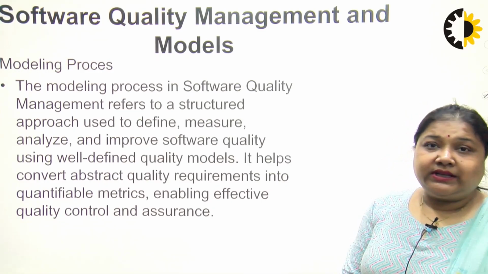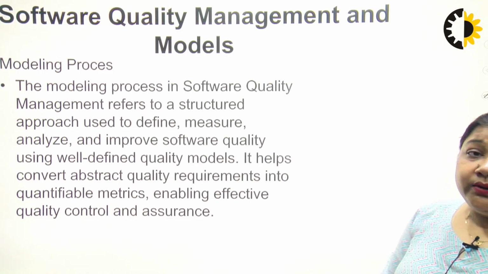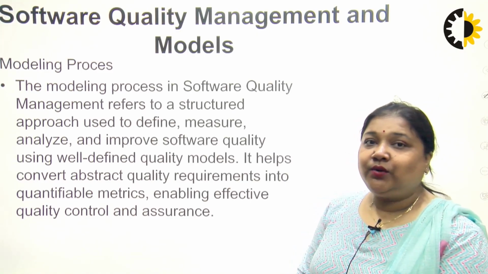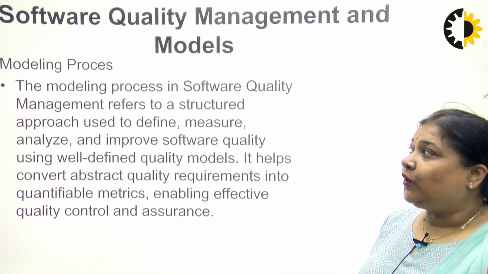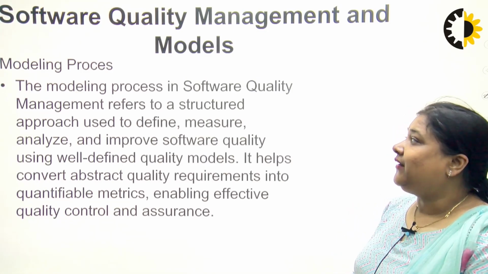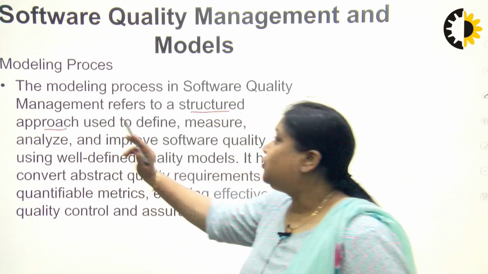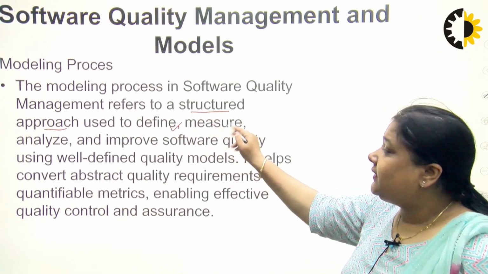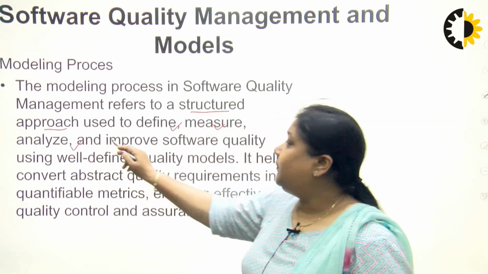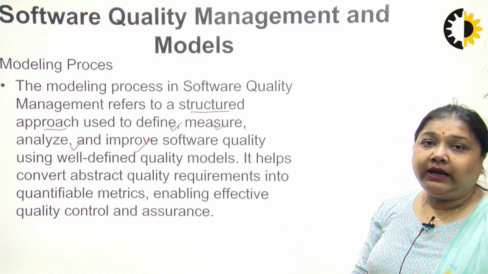Today we are going to discuss software quality management models. First of all, we need to understand what the modeling process is and what a model is. The modeling process in software quality management refers to a structured approach that is used to define, measure, analyze and improve software quality by using well-defined quality models.